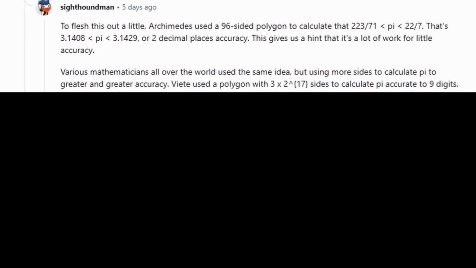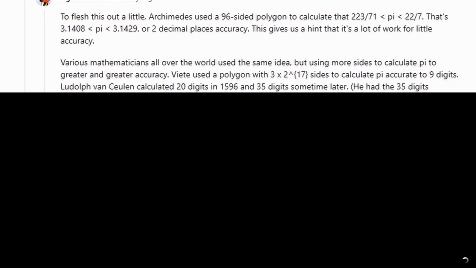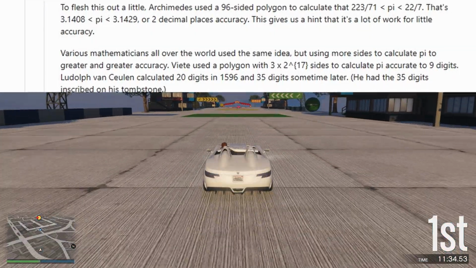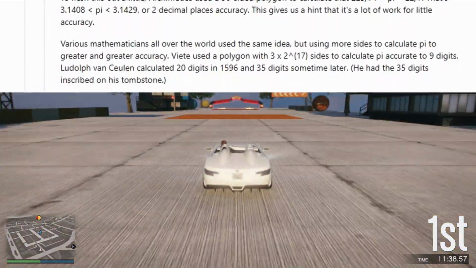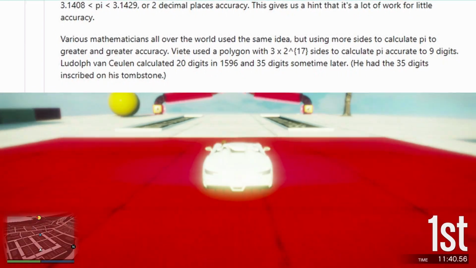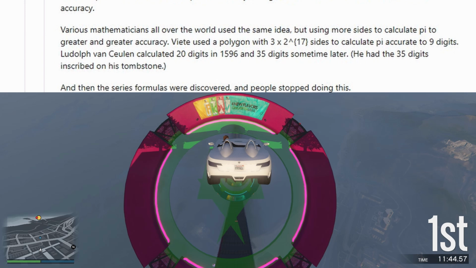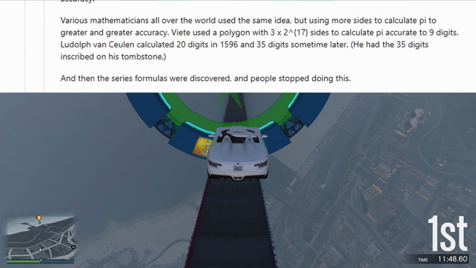Various mathematicians all over the world used the same idea, but using more sides to calculate pi to greater and greater accuracy. Viète used a polygon with 3×2^17 sides to calculate pi accurate to 9 digits. Ludolph van Ceulen calculated 20 digits in 1596 and 35 digits sometime later. He had the 35 digits inscribed on his tombstone.